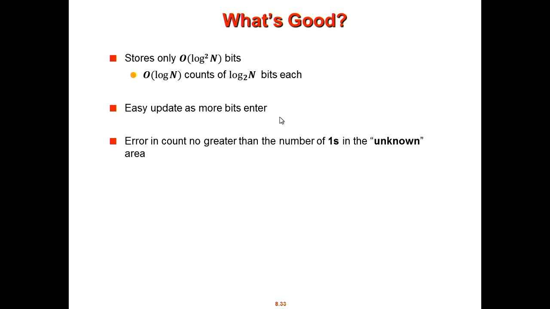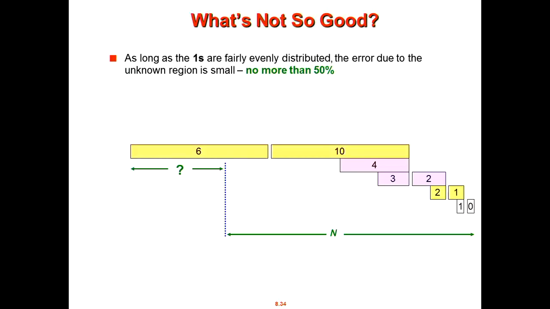But if the bits you're trying to compute do not cover this part, your results still solve this problem perfectly. So what's not so good is just this problem here. As long as the ones are fairly evenly distributed, the error due to this unknown region is small. It's no more than 50% because it's evenly distributed.